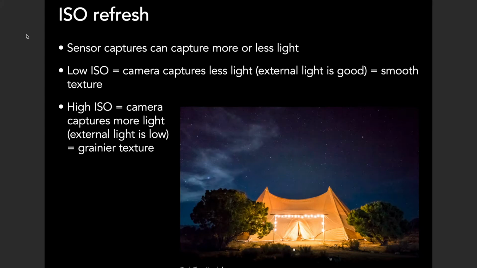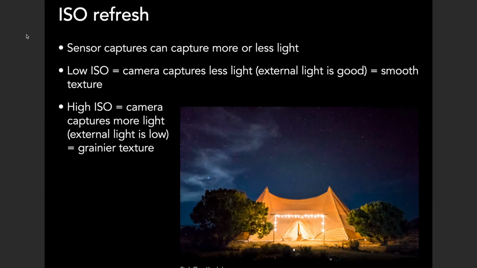The third thing that matters with manual controls and exposure is ISO. So we talked about ISO last week, but just a little refresh. ISO refers to the digital sensor on your camera and how sensitive it is to light. So if you have a low ISO, like 100 or 200, it means the camera is essentially capturing less light, but it doesn't matter if you have enough external light, and it creates that smooth texture.